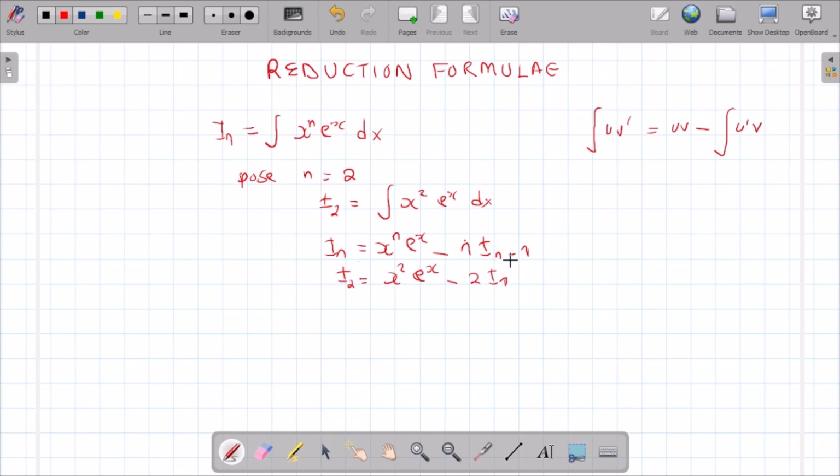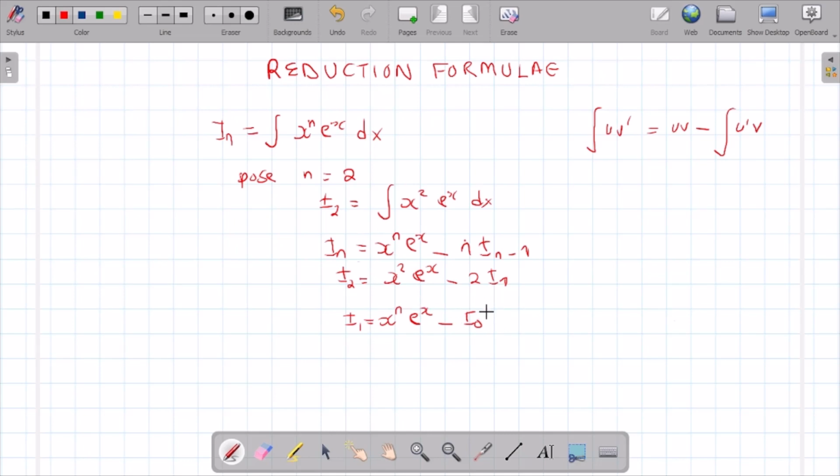Now how do we find I of 1? It's very simple. We use the same recurrence relation. So we know that I of 1 is going to be equal to x to the power of n e to the power of x minus n, which is 1. n is 1. So we're going to have I of 0. Now what is I of 0? We use the same recurrence relation.